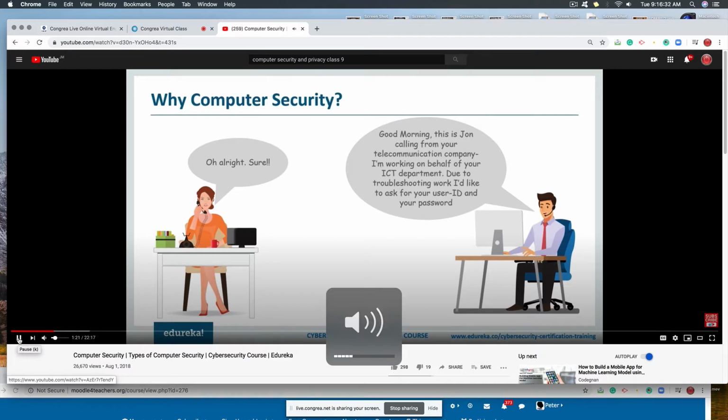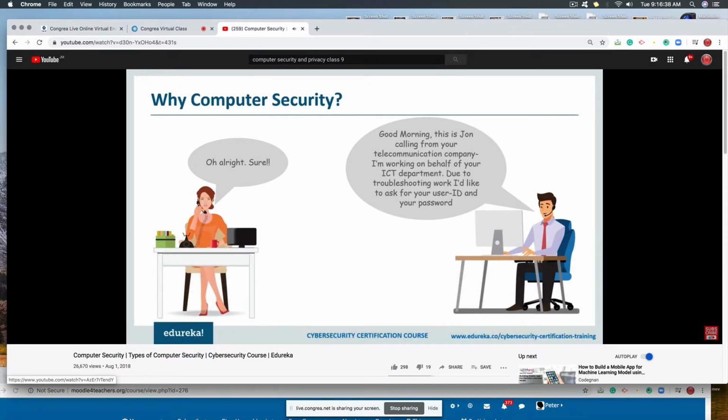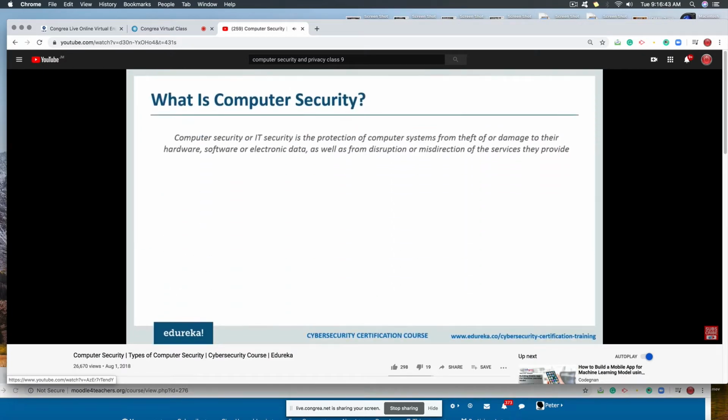So, the benefits of computer security awareness are obvious as it directly minimizes the potential of you being hacked of your identity, your computer, or your organization as a whole. So, now let's tackle what is computer security.